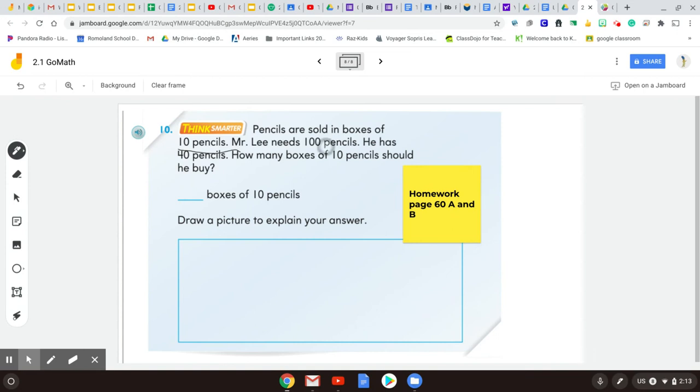Let's see. I'm going to just do my 10 pencils in each box because he needs 100. So 10, 20, 30, 40, 50, 60, 70, 80, 90, 100. That's how many he needs. But he already has 40, so I'm going to cross out 4 of those. 1, 2, 3, 4. So how many more boxes of pencils does he need to buy? 1, 2, 3, 4, 5, 6 more boxes.